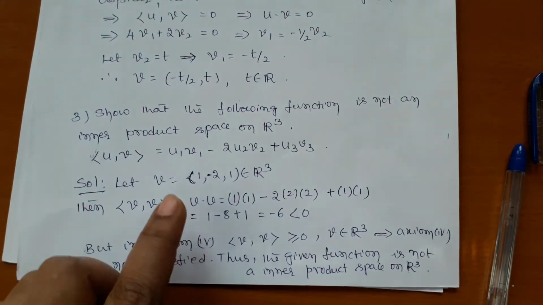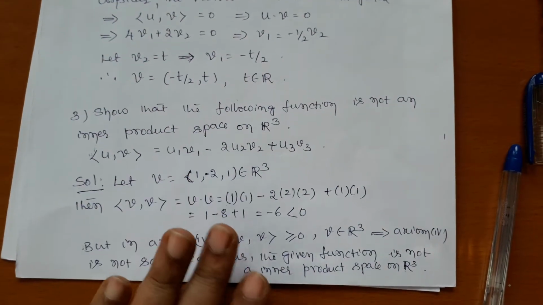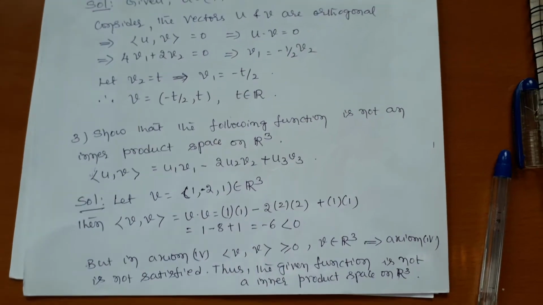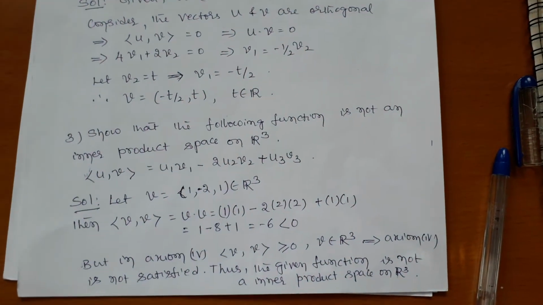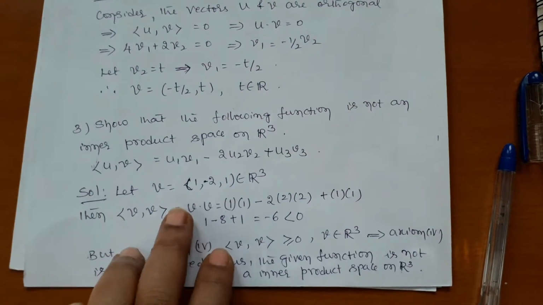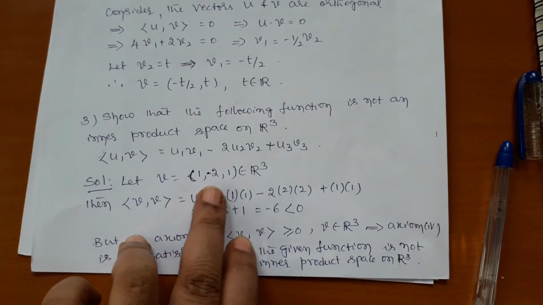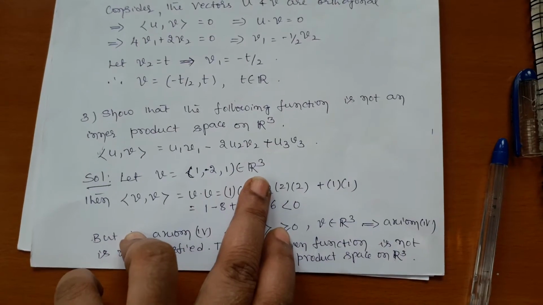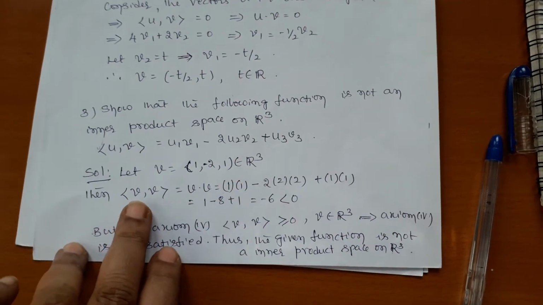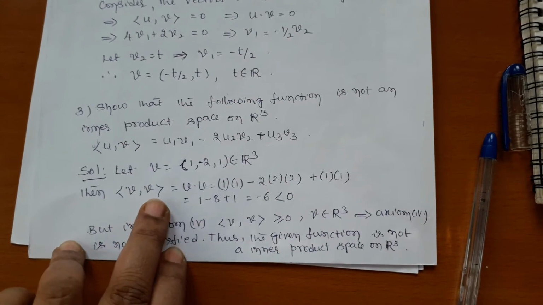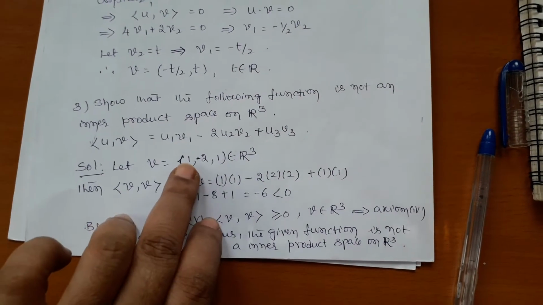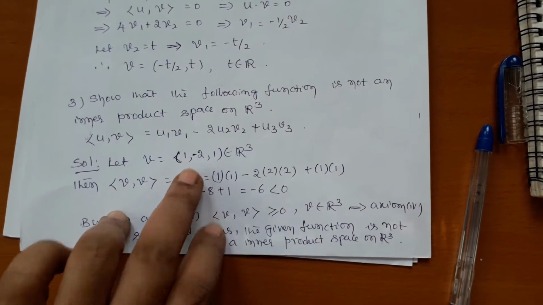Now, to show that it's not an inner product space, it may not satisfy any one of the axioms or conditions of inner product space out of 4. Therefore, here I take V equal to 1 comma minus 2 comma 1, which belongs to R cube. We have 3 components, and I'm going to use that. Then what is the inner product of V comma V? What is V dot V?